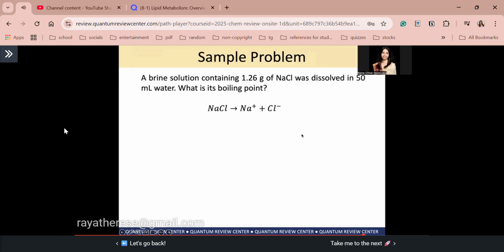Let's proceed. A brine solution containing 1.16 grams of NaCl was dissolved in 50 ml water. What is the boiling point? So analyze first what happens to your sodium chloride when you dissolve it in 50 ml water. It dissociates to Na plus and Cl minus. So this is a non-ideal solution, or real solution.